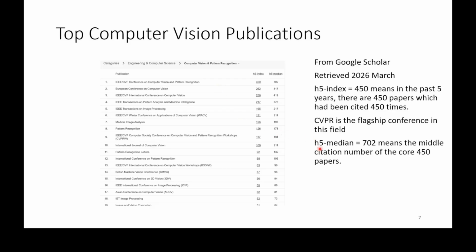Okay, and what is the H5 median? This is another number. It means we say there are 450 most important papers from CVPR. And what is the mean citation number from those 450 papers? 702. So what does it mean? Those papers are widely read by researchers in the world. From this table, you can see the top one is CVPR, and the second one is ECCV. The third is ICCV, and the fourth is not a conference, this is a journal, TPAMI. Then following is TIP, Transactions on Image Processing, and WACV, and so on.